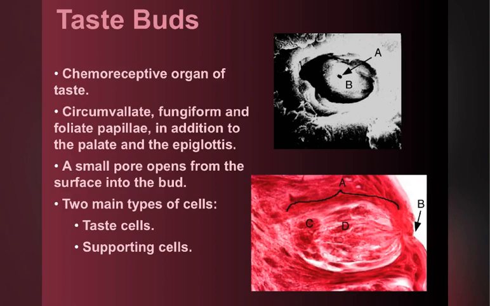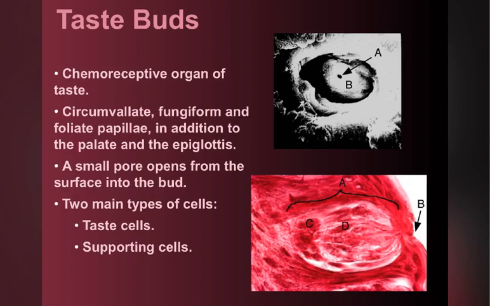The taste buds have a small pore that opens from the surface into the bud, which is A here. It's called the taste pore. It's a little hole, and it's B here. It's a little hole where dissolved food chemicals can enter, so that the receptors of the sensory cells of the taste buds can interact with them.